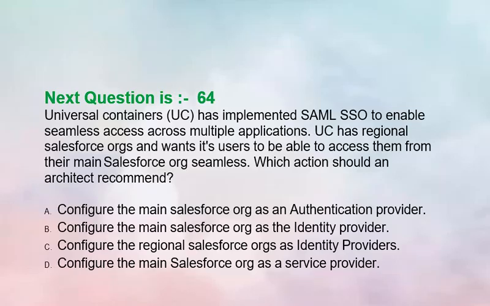Question: Universal Containers (UC) has implemented SAML SSO to enable seamless access across multiple applications. UC has regional Salesforce orgs and wants its users to be able to access them from their main Salesforce org seamlessly. Which action should an architect recommend?